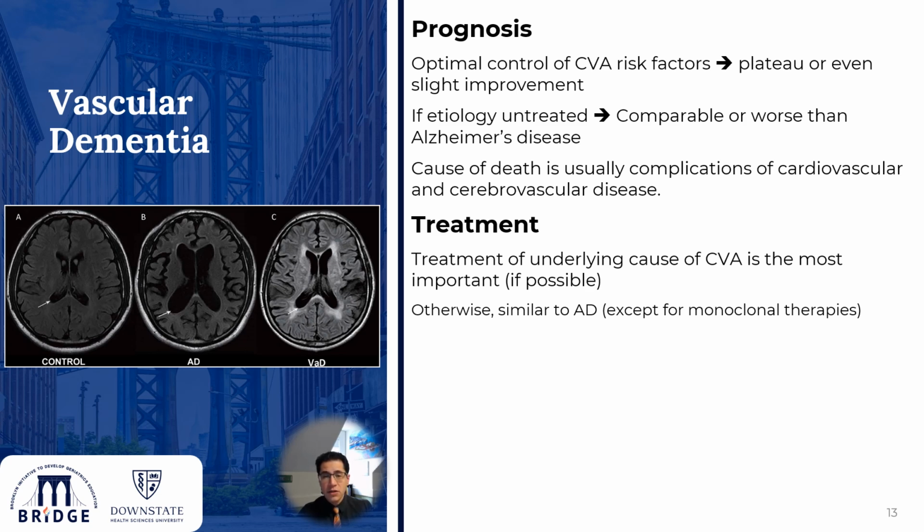The cause of death is usually the complication of cardiovascular and cerebrovascular disease itself, such as pneumonia, aspiration, urinary tract infections, or complications of recumbency. Treatment is usually directed at the underlying cause of the cerebrovascular disease. Otherwise, it is managed with the same three pillars of Alzheimer's disease management that were mentioned in part 1, except for the use of monoclonal antibodies.